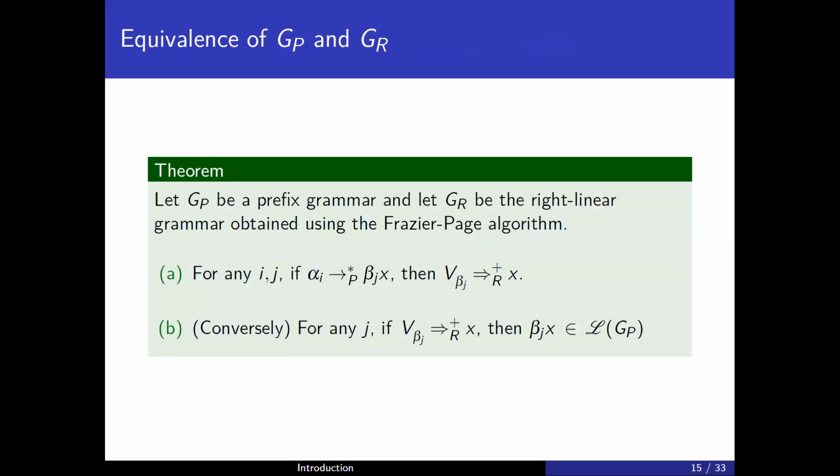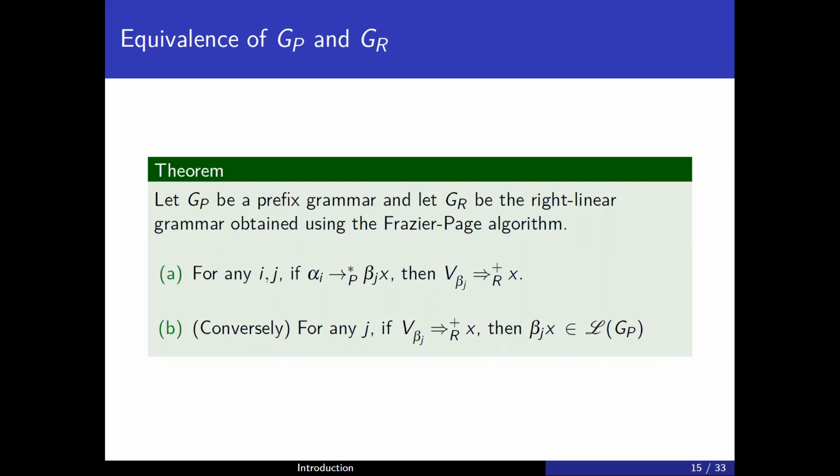The next thing we looked at was the equivalence of the prefix grammar and the right linear grammar that we obtain. And so here in part A, what we're saying is we're checking that the prefix grammar is a subset of the right linear grammar, and in B, we're checking the converse.